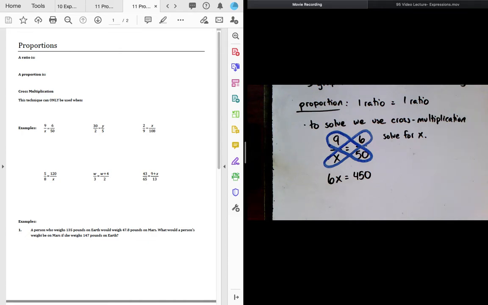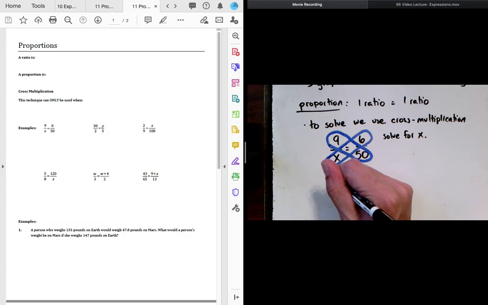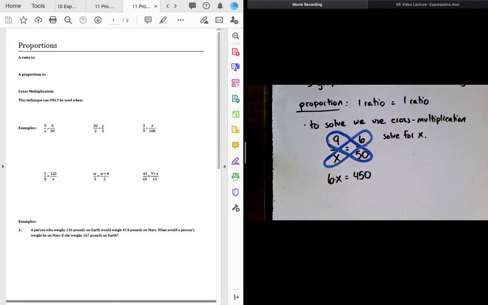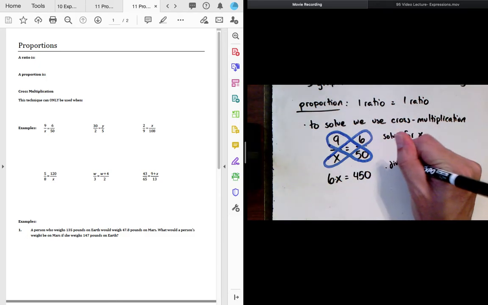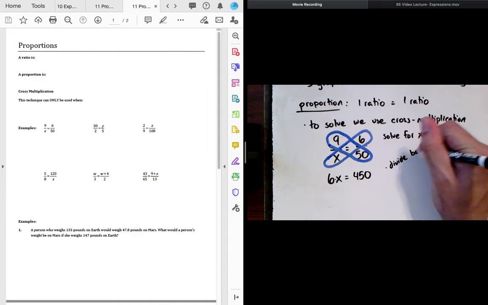Now we want to get x completely by itself. So to get x completely by itself, we want to identify what operation is happening between the number and the x. In this case, it's multiplication. And to undo that, we're going to use the opposite operation. So to undo multiplication, we use division. So now what I want to do is divide by 6. And we want to divide both sides by 6.